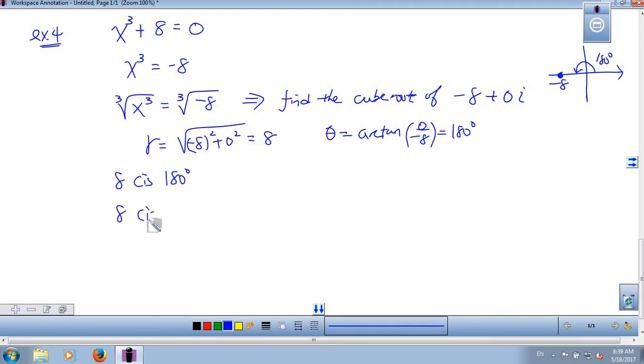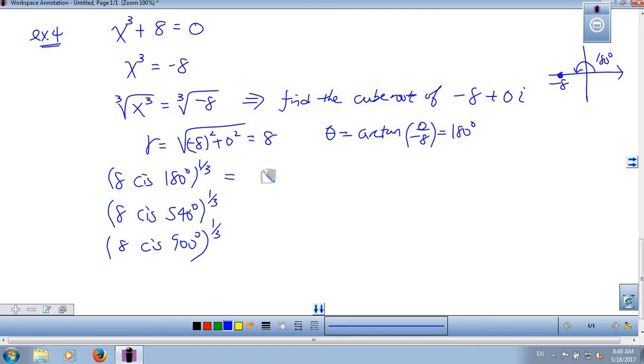Then, because we're taking cube roots, we need 3 of them, right? So let's just go ahead and get 3 equivalent numbers using coterminal angles. So we add 360 degrees. So 180 plus 360 is 540. 540 plus 360 is 900. So we have 3 numbers that we have to deal with. Alright, so now we're finding the cube roots. So let's go ahead and raise this to the 1/3 power.